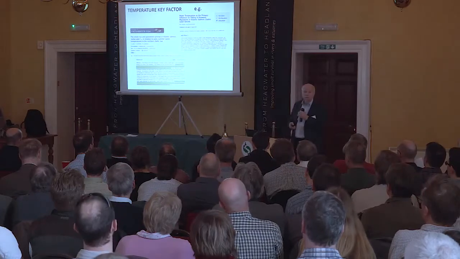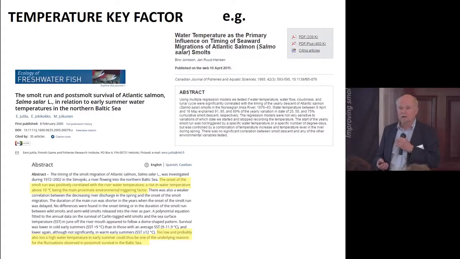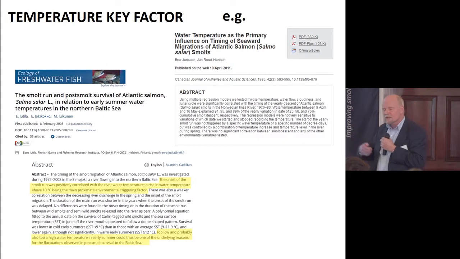So temperature, as we've heard earlier as well, is one of the key factors, but it's probably only one of the factors. But let's just focus on that for a moment and see how it might be relevant. There are lots of papers out there that show the importance of temperature, and this was again mentioned this morning. I've just put a couple of them here. Water temperature, primary influence on timing of seaward migration. That's 2011. This even goes back a lot further.